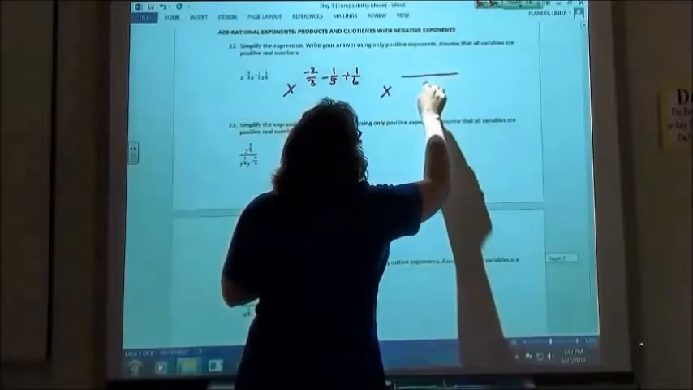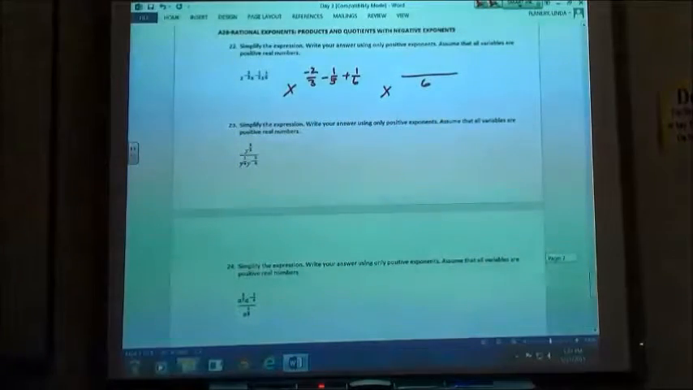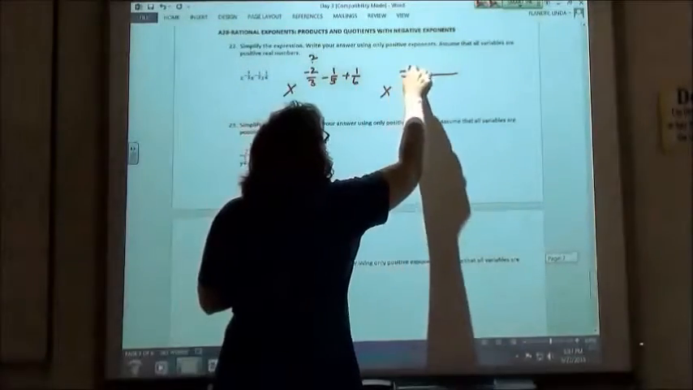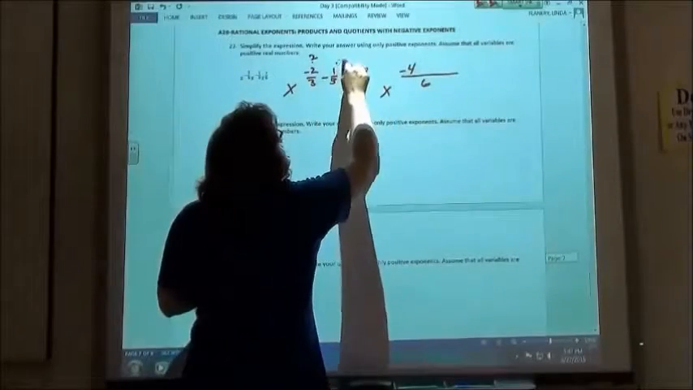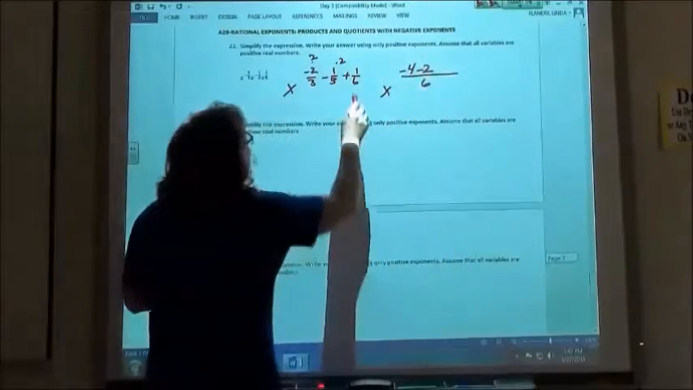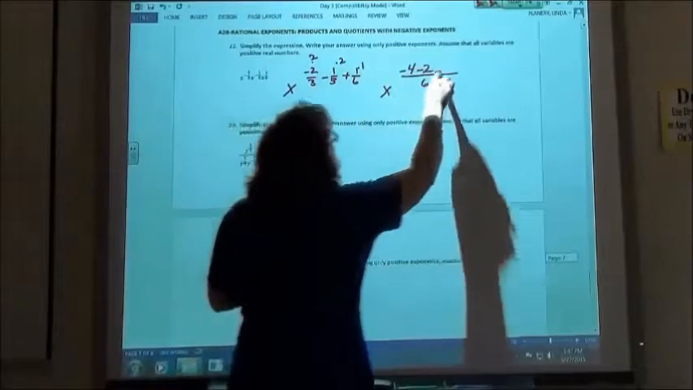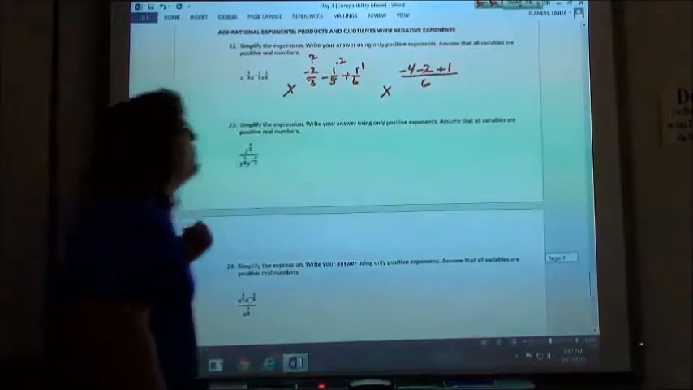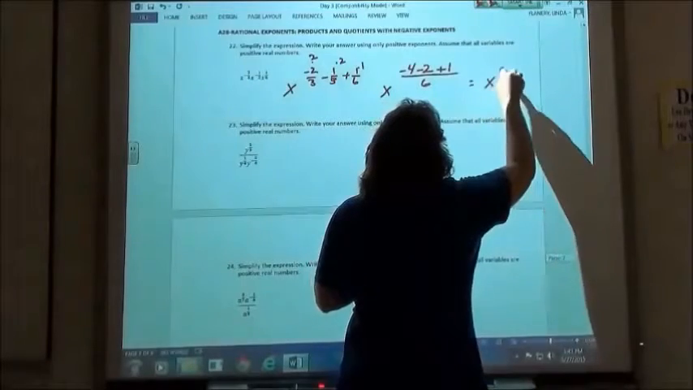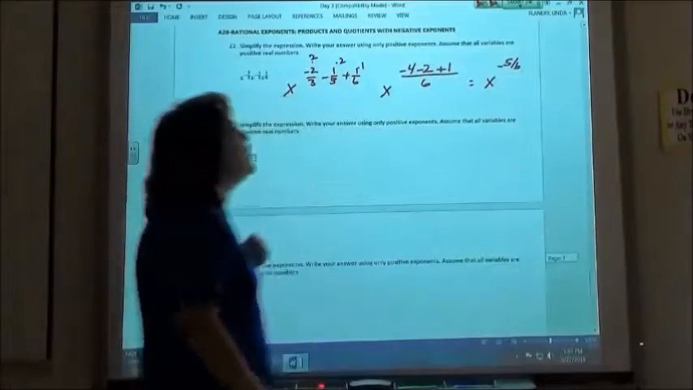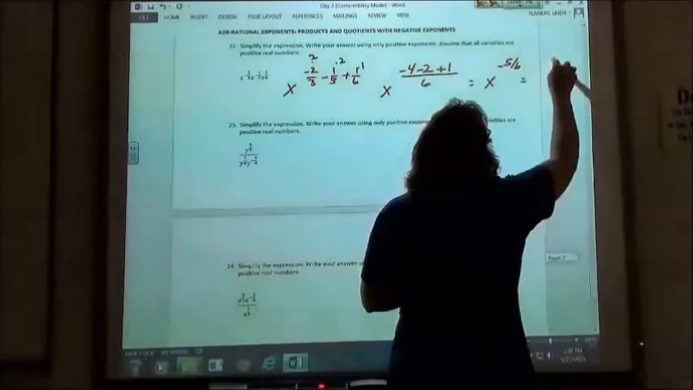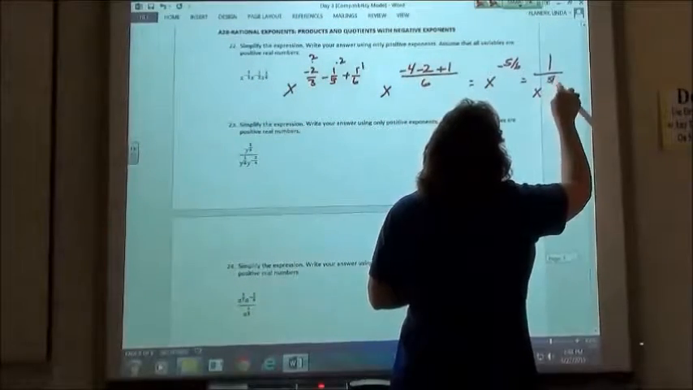So I'm going to have x to the, and my common denominator there would be 6's, making my equivalent fractions. 3 goes into 6 2 times, so 2 times negative 2 would be negative 4. 3 goes into 6 2 times, negative 1 would be minus 2. And then 6 goes into 6, 1 times 1, is going to give me plus 1. So negative 4 minus 2 plus 1 would give me negative 5/6. Now if I get x to the negative 5/6 and I want to write my answer using only positive exponents, I then have to do the reciprocal, so my answer becomes 1 over x to the 5/6 power.